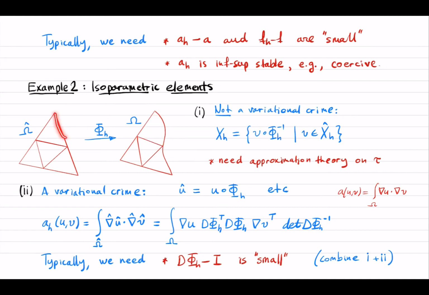Instead of approximating these curved triangles by straight edged triangles, we can approximate them by triangles with edges that are described by polynomials. Then that polynomial triangle is going to be close to this general curved triangle. So that way we can actually apply both of these approaches at the same time.